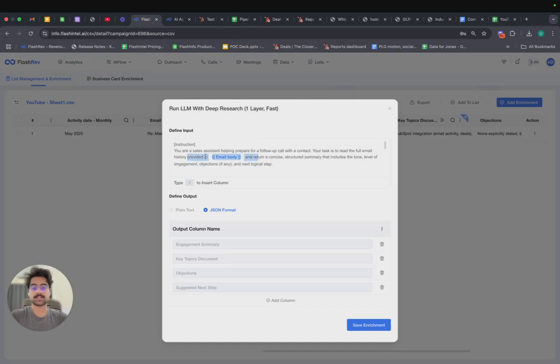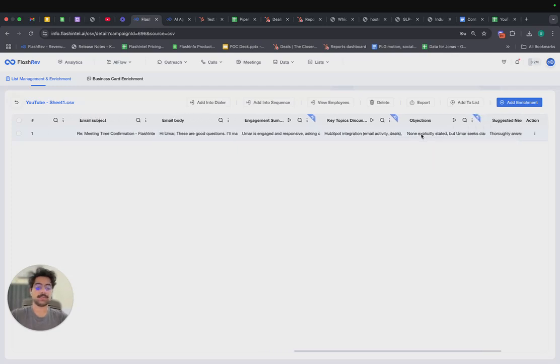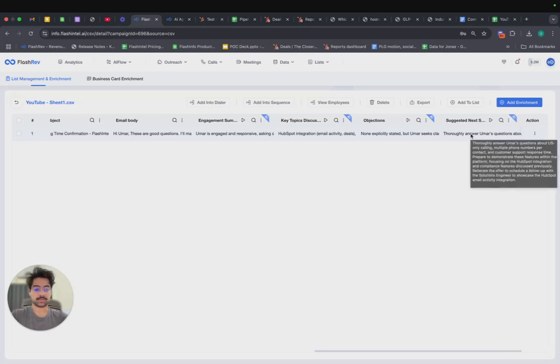I basically instructed it to summarize everything in the email body and return the engagement summary, the key topics discussed, the objections, and any suggested next steps. So it returns me the results that Omar is engaged and responsive, asking clarifying questions. The prospect's interested in the HubSpot integration, which we have a native integration built out. There aren't any specific objections, and for the next steps, I should thoroughly answer the prospect's questions about US only calling and whatever questions they were asking.